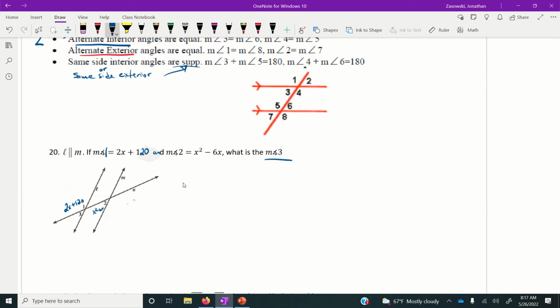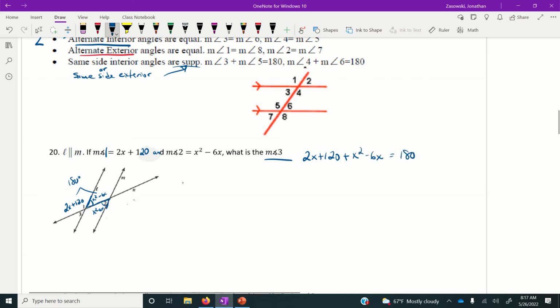So how are these angles related? Now remember, if we make a Z, okay, we can see that this angle is the same as angle 2. So this is also x squared minus 6x. So these angles make a straight line, and therefore they add to 180 degrees. So let's make our equation, and then we can determine x. So 2x plus 120, supplementary, adding to x squared minus 6x is going to equal 180.